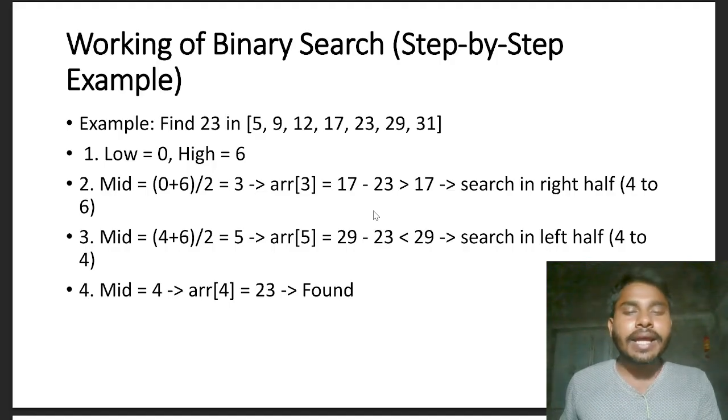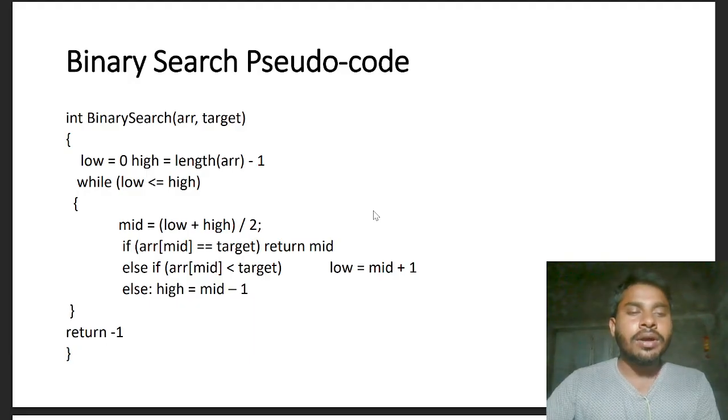Let's understand its pseudocode. There is a function named binary search, which takes two arguments: one is the array, and the second is the target value which we have to find. This function will return the index of the target element present in the array. Now we take two pointers, as we discussed: low, which initially points to 0, and high, which initially points to the last index of the array.